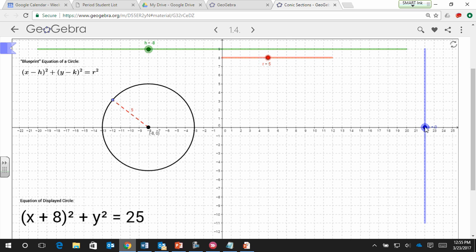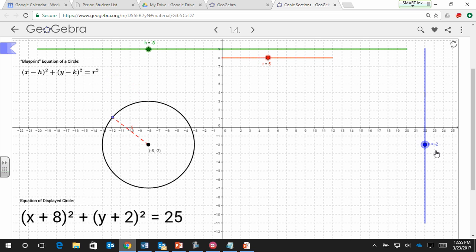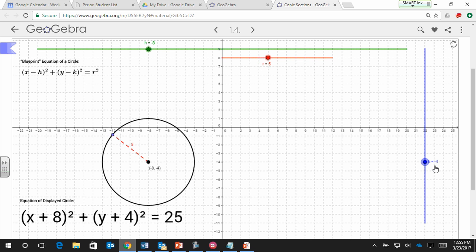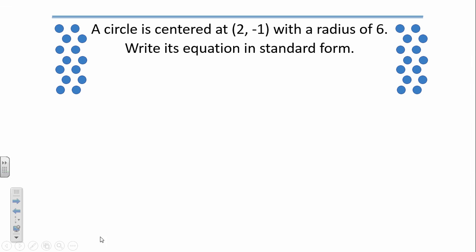And if I go up and down, if I move up 3, it's y minus 3. And if I move down 5, it's y plus 5. Okay? So now I have a circle with a center at 2, -1, and a radius of 6. And I want you to write the equation of it in standard form.